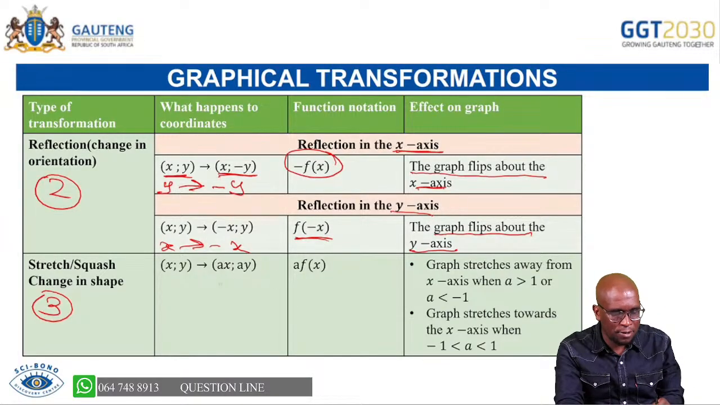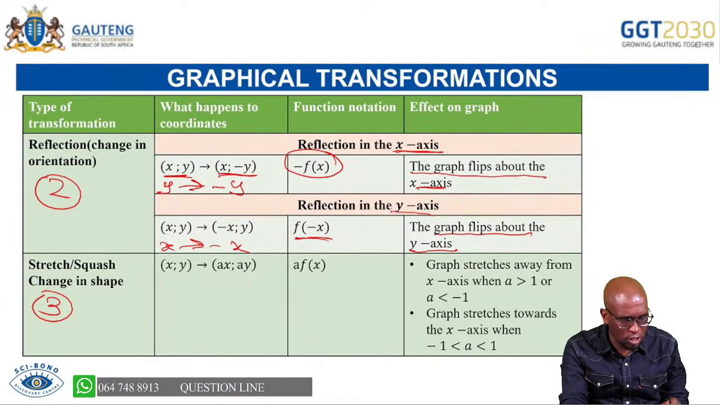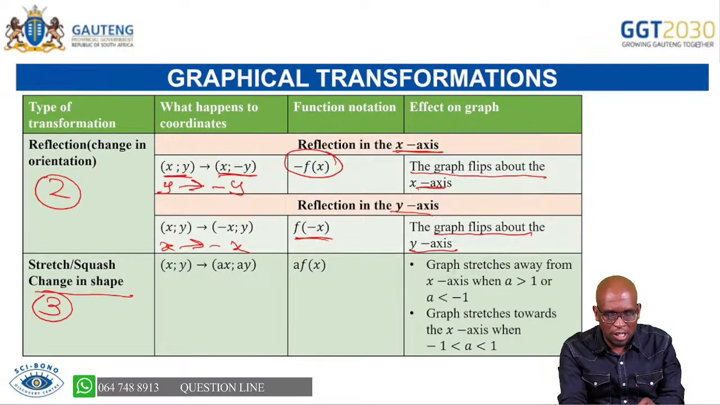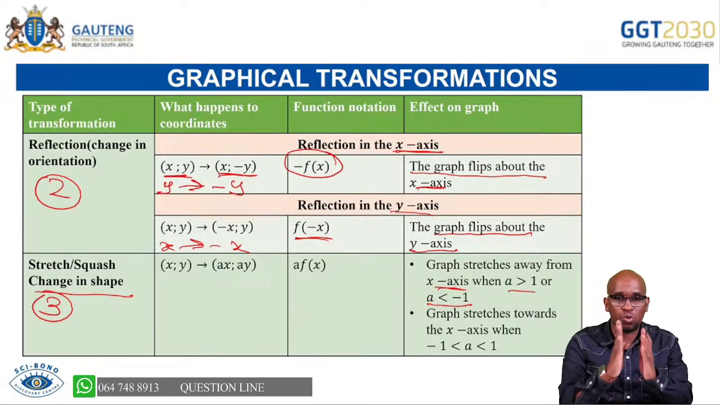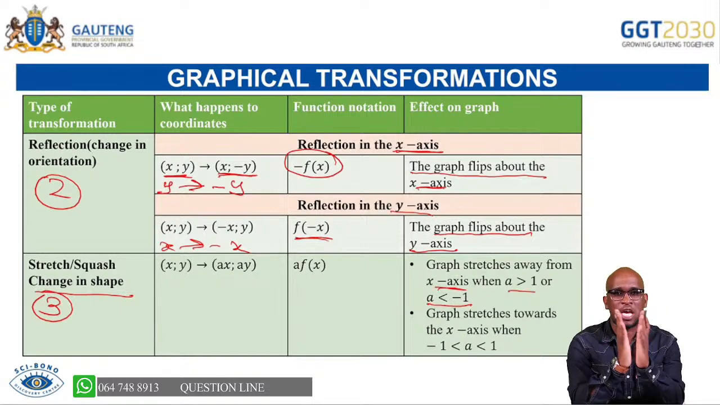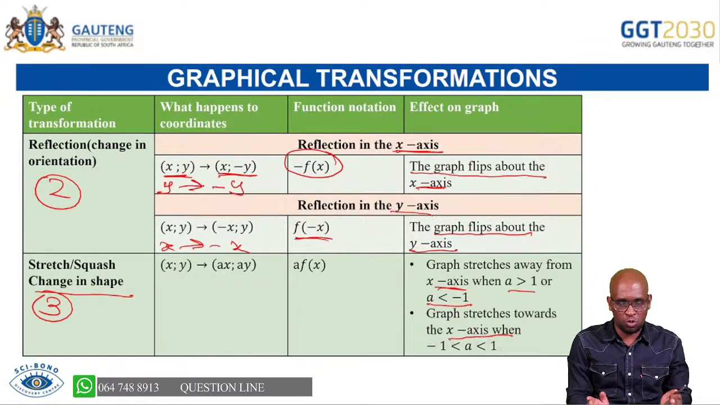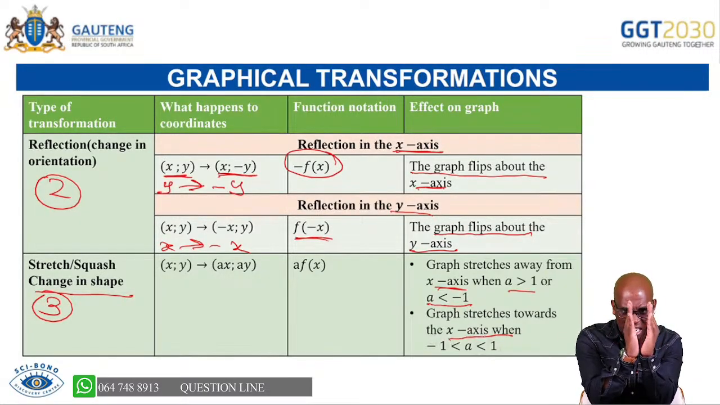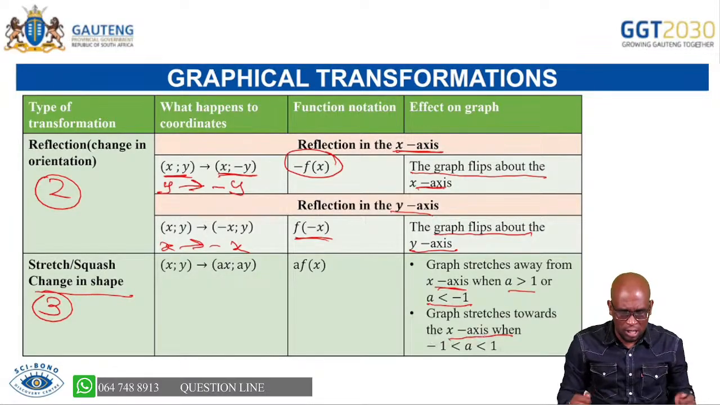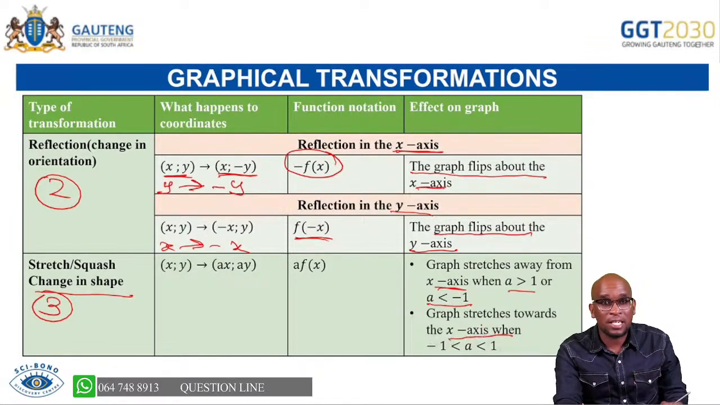And then we are talking about the vertical stretch. Here we are talking about changing the shape of the graph. The graph stretches away from the x-axis when a is greater than 1 and when a is less than -1. The graph stretches towards the x-axis when a is between -1 and 1, then it leans closer and closer to the x-axis, right?